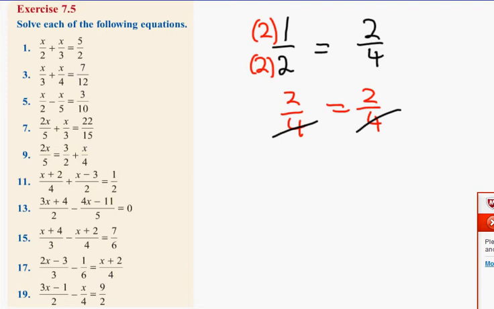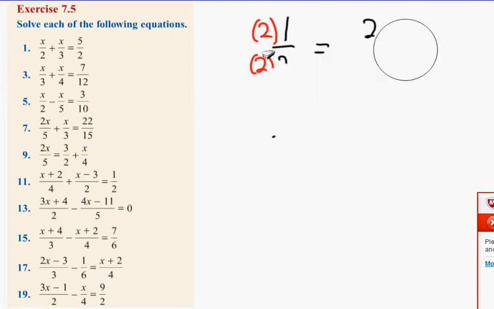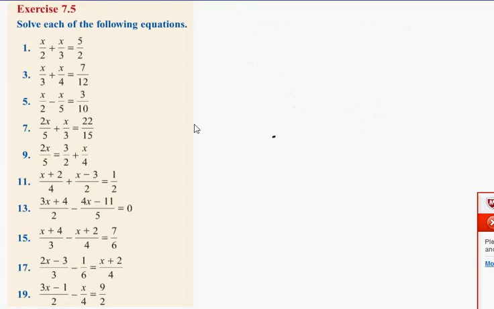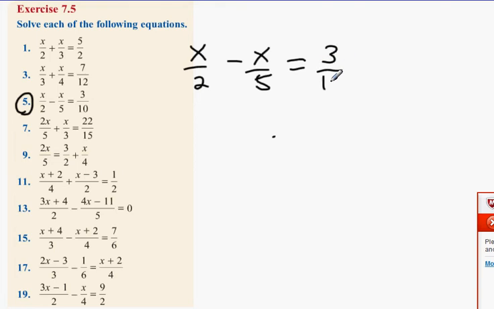Alright guys, now we're going to try this. And these are always done the same way. Always done the same way. Let's start off with this one, number 5. x over 2 minus x over 5 equals 3 over 10. The goal is to get the x on its own. To do these questions, the first thing we do is, step 1, find the biggest denominator. Which one's the biggest denominator?